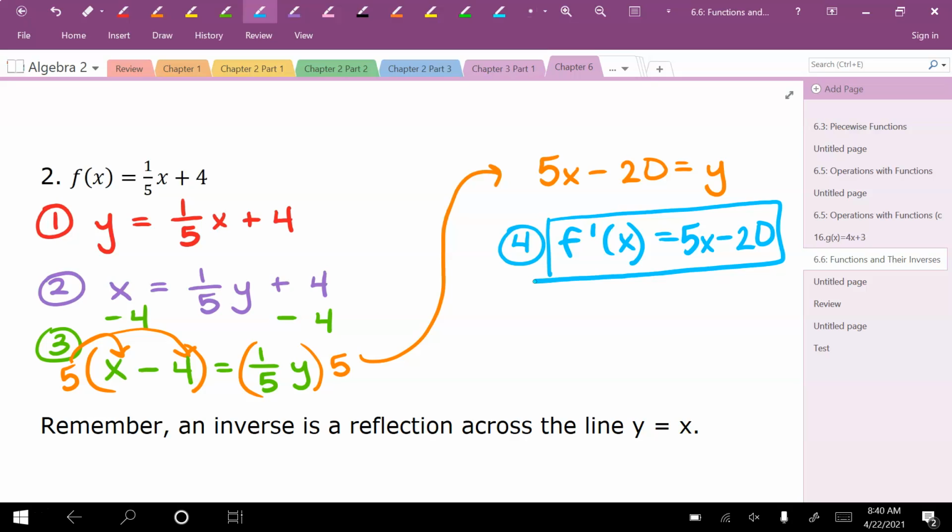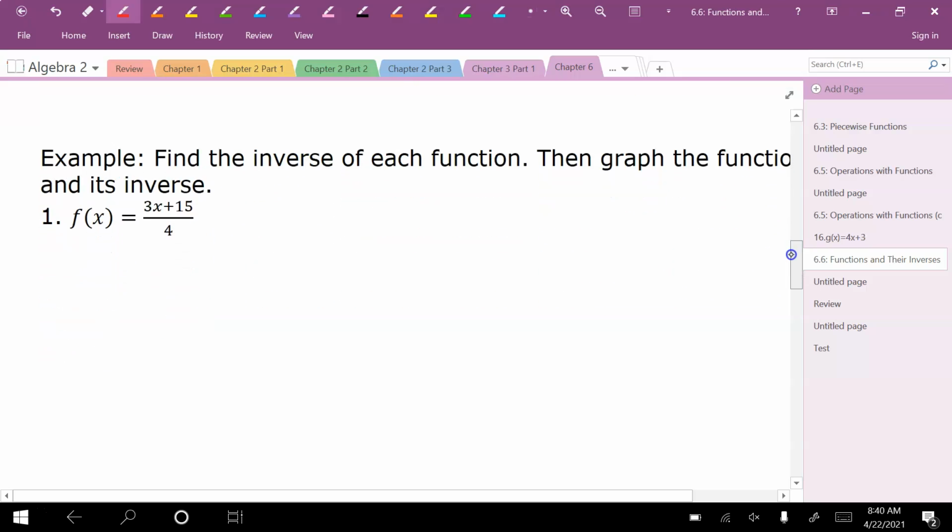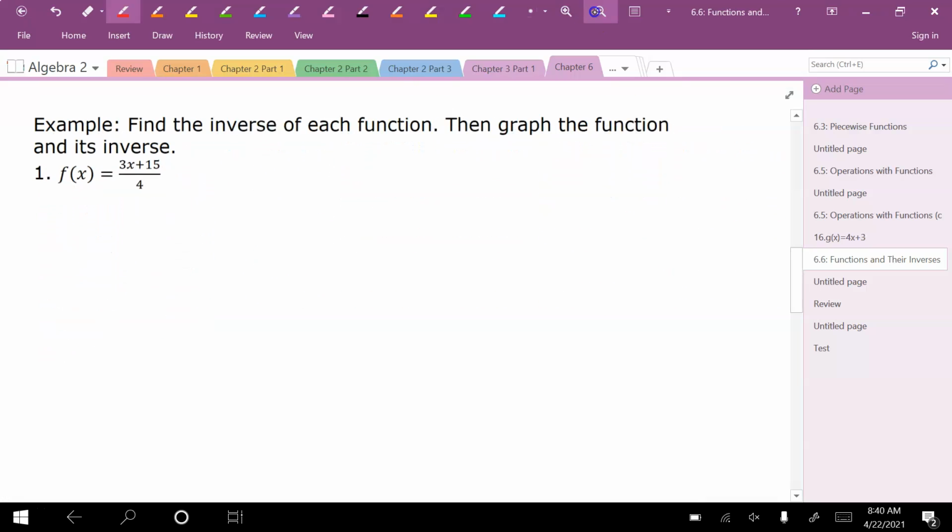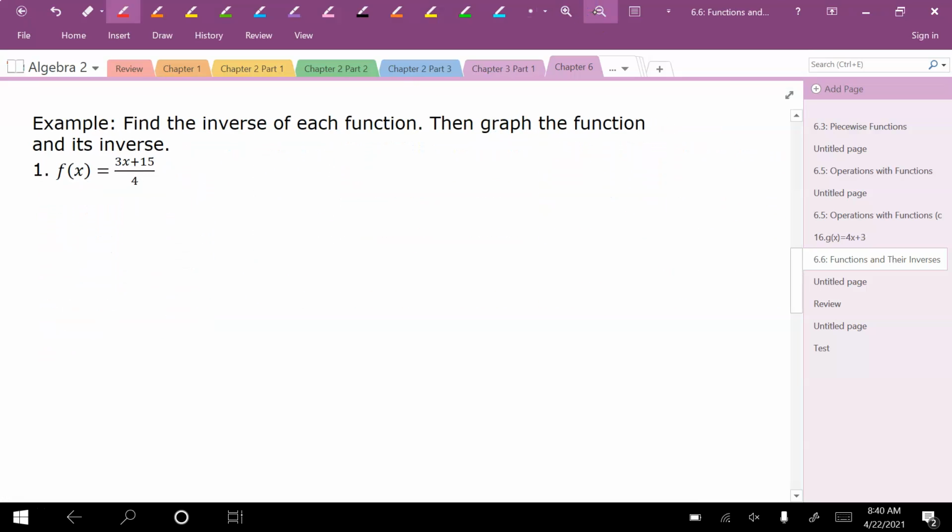And I just flipped it around because I like the f of x to come first. All right, so what I want you guys to do is when you look at this next example here, they're asking you to find the inverse, and then they want you to graph it. All I want you guys to do right now is find the inverse of this function. So take that f of x equals (3x plus 15) over 4. I want you guys to try to find the inverse, and then I will talk to you guys about the graph.